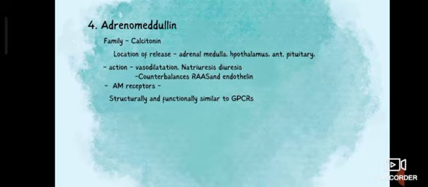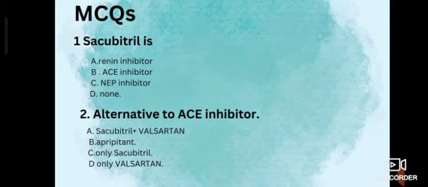Now, the last topic is adrenomedullin. It belongs to the calcitonin family. Its location of release is the adrenal medulla, hypothalamus, and anterior pituitary. Action is vasodilatation, natriuresis and diuresis. It counterbalances RAS and endothelin. Adrenomedullin receptors are structurally and functionally similar to G protein coupled receptors. Here are some MCQs.